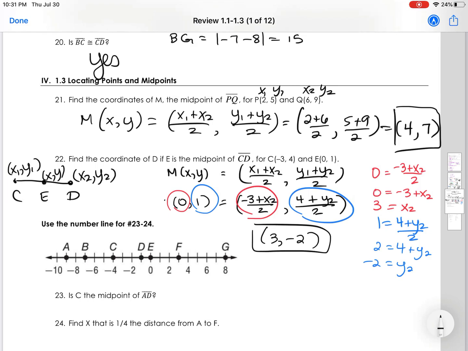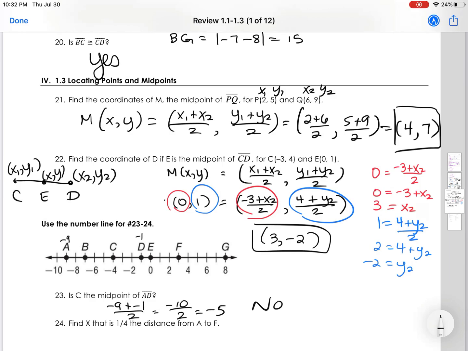All right, so for the next part, we have that C. We want to know, is C the midpoint of AD? So here is A at -9. D is at -1. We want to know, is C the midpoint? I mean, we can pretty much just eyeball this and see that it is not the midpoint of -4. But we could double check by saying -9 plus -1 divided by 2. That would be -5. So no, C is not the midpoint.